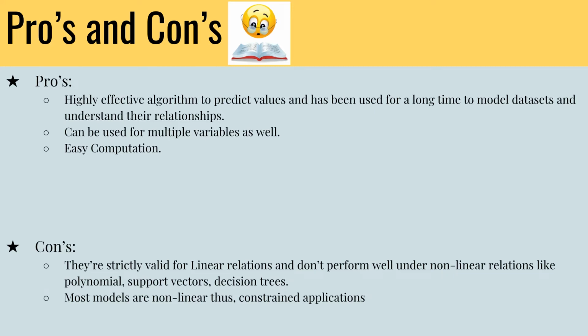Now let me tell you that with the great power of this algorithm, we also have great responsibilities which we must follow to efficiently use this algorithm. As we've already come across, OLS is a highly effective algorithm to predict values and has been used for a long time to model data sets and understand the strength of their relationships. It can be used for multiple variables as well. Like in our examples, we've only considered one independent variable x. We might use this over several other variables like x1, x2, x3 and so on, and we can still predict models for the dependent variable y.